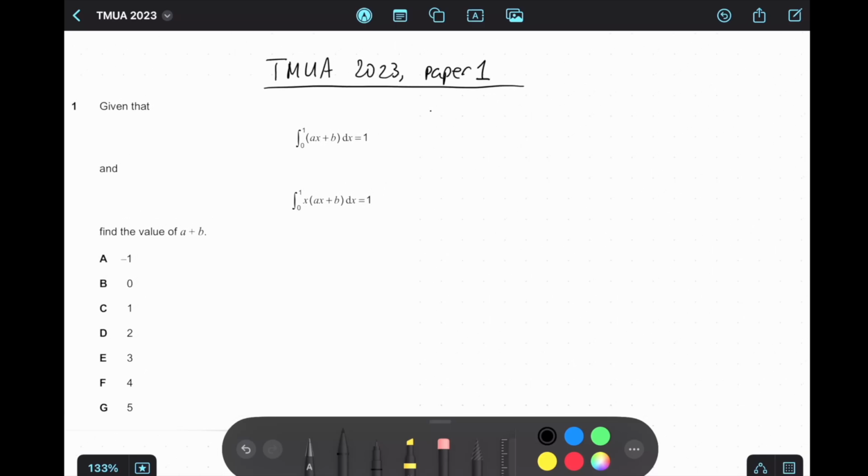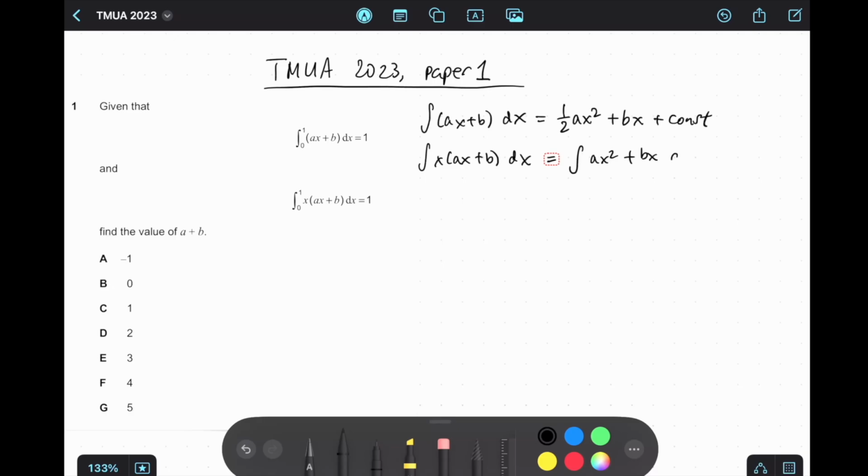So firstly, we have the integral of ax plus b dx, which is equal to a half of ax squared plus bx plus constant. And then for the second integral, we have x times (ax plus b) dx, which equals the integral of ax squared plus bx dx, which is equal to a third of ax cubed plus a half of bx squared plus constant.